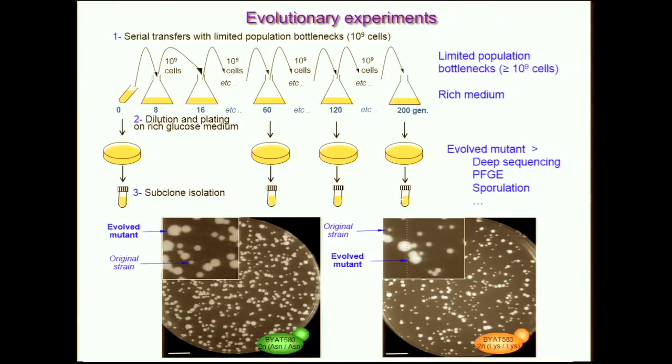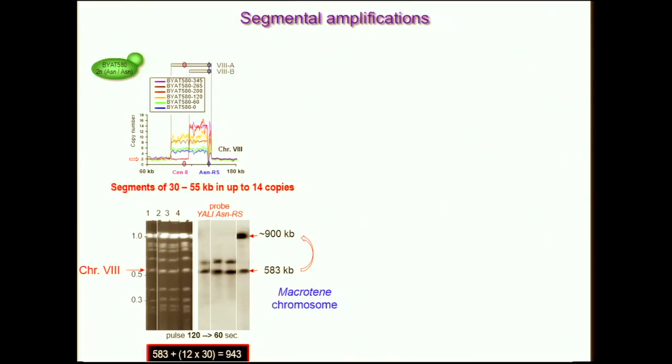We sequence them all, put them on pulse field gel analysis, sporulation, and so forth. And what we discovered, to our surprise at this time, was that all of the mutants we have analyzed, which were growing much faster than the original strain, had a large number of amplifications, segments of, in this case, on chromosome 8, 30 to 50 kilobase.